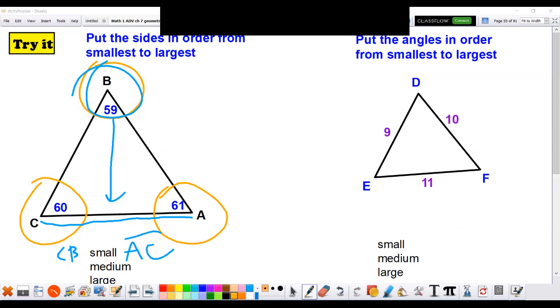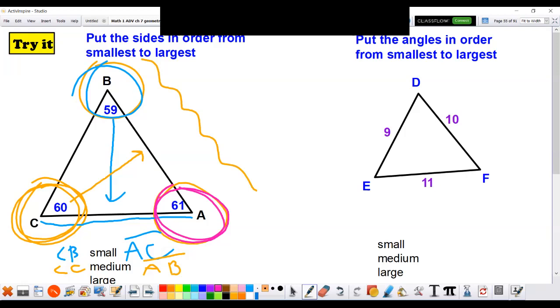Then what's next? What's the next biggest? It looks like 60. So angle C is medium. Go opposite. Over here, that's A to B. And lastly, A looks like the biggest angle. Angle A, and go opposite. That must be BC. It's kind of hard to write in here. It's kind of interesting, notice the letters are opposite. B is missing it.